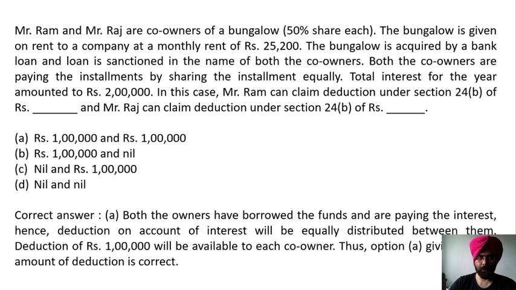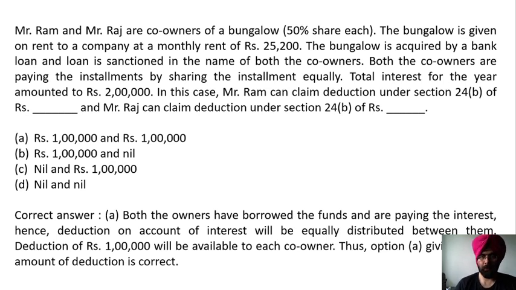So here the correct answer is A, that is both the owners have borrowed the fund and are paying the interest, hence deduction on account of interest will be equally distributed between them. Deduction of rupees 1 lakh will be available to each co-owner, thus option A giving the correct amount of deduction.